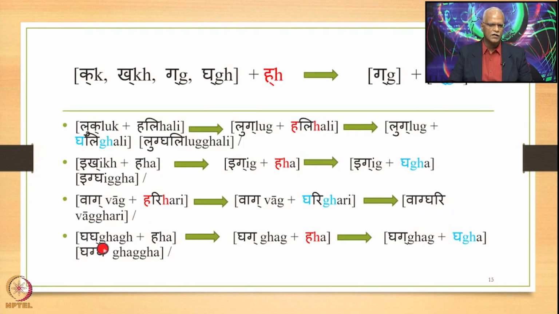Similarly, we have ghag plus ha, and this gha is substituted by ga, and so we get ghag plus ha first, and then this ha gets substituted by gha, which is the Purva Savarna, and so we get Ghag, Gh.